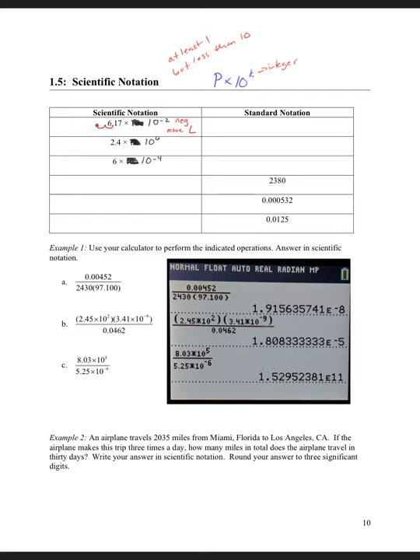Now when we write our answer in standard notation, it would be 0.0617. Anytime you have a decimal, you want to make sure you put a number on both sides of it. So we want to fill in with the extra 0 there.